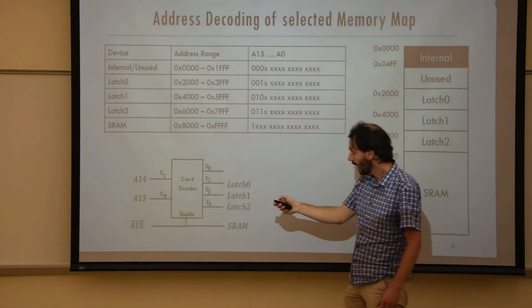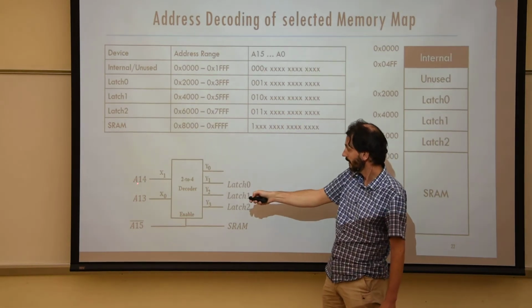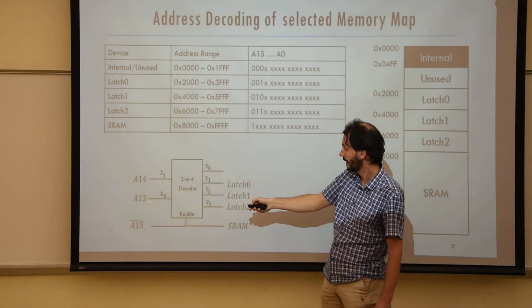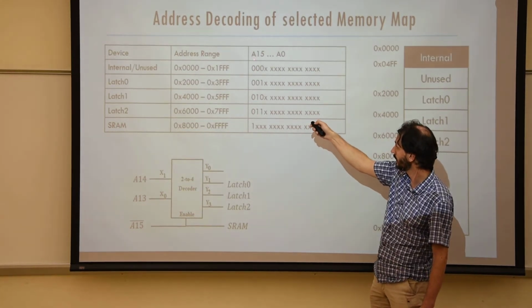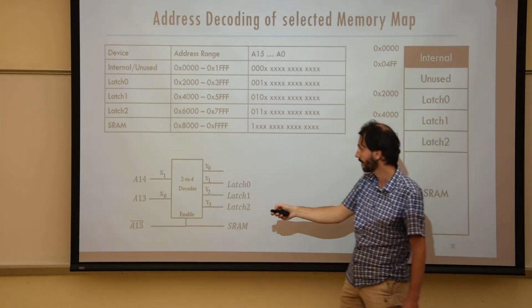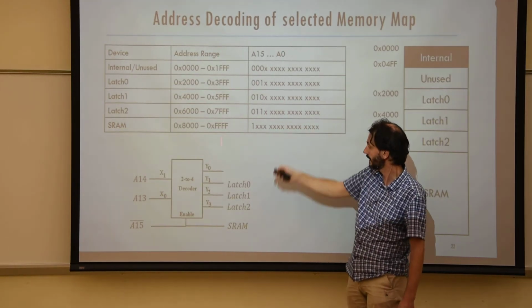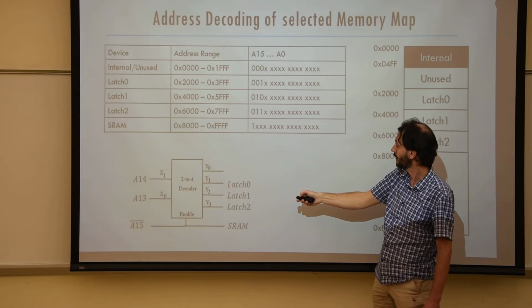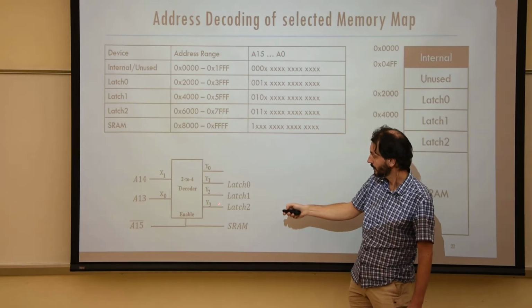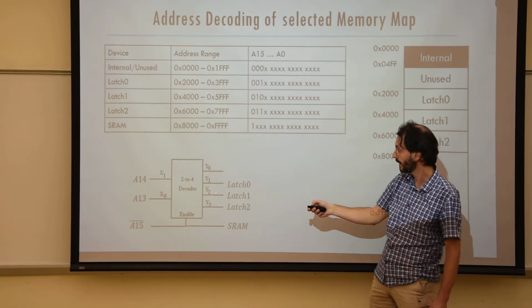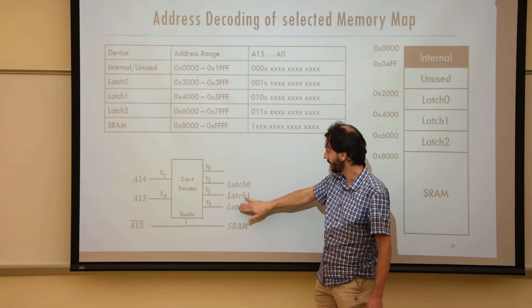Now, how can I make the distinction? I use only those 3 bits, A15, A14, A13. Only if A15 is 0, that means that I'm communicating with one of those first 4 blocks over here. Then I'm interested in A14 and A13, whether it's 00, 01, 10, or 11, one of the 4, and I will output which one I'm interested in. In this way I have made a decoder that computes which latch I'm interested in.